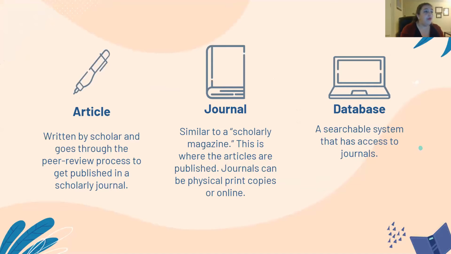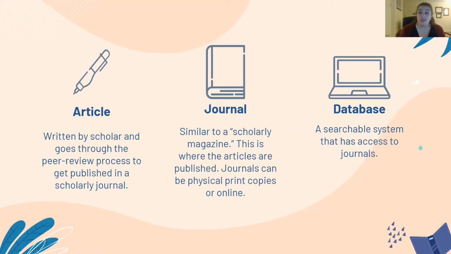So I have been throwing around the terms article, journal, and database a lot during today's class, and I want to make sure that everyone has an understanding of what these terms mean before we move forward. So first we have an article, which is written by a scholar and goes through the peer review process and then gets published in a journal. Now, a journal, you can think of it as similar to a scholarly magazine, where it gets published so many times per year like a magazine, and it's filled with these scholarly articles.